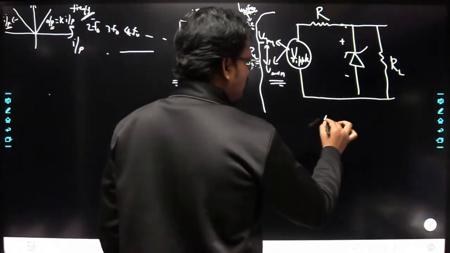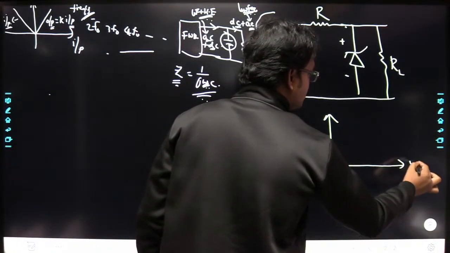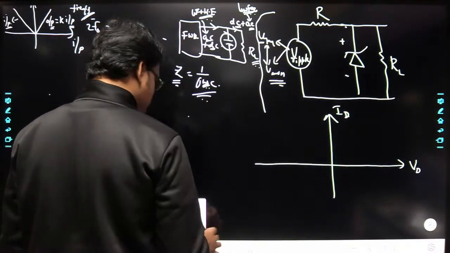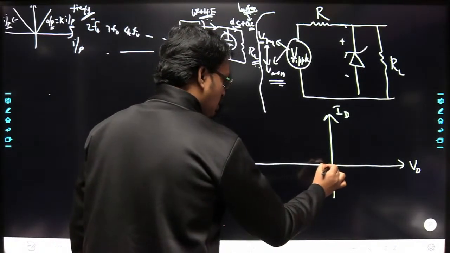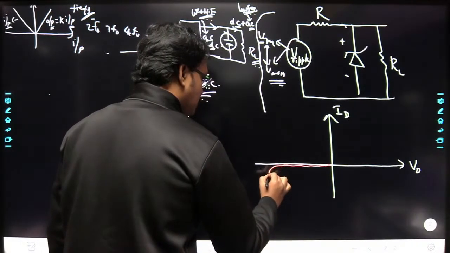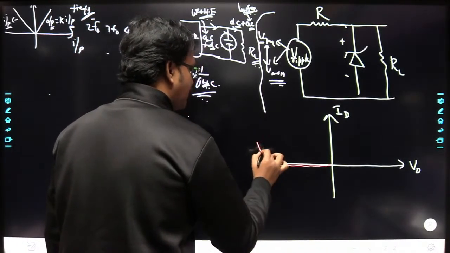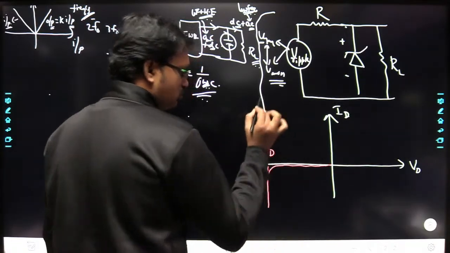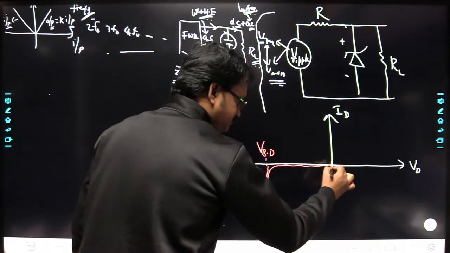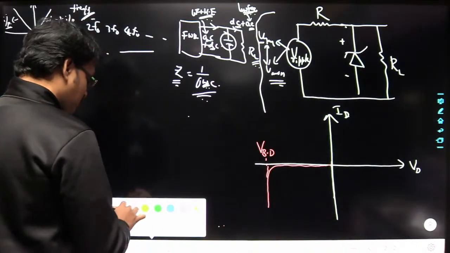If you observe the diode characteristic, here this is VD and here ID. I am drawing only in this region. Here you have almost zero current, and suddenly the current starts increasing. This region is called the breakdown voltage. So what is the advantage of this breakdown voltage? That means, why do we operate the Zener diode in breakdown?